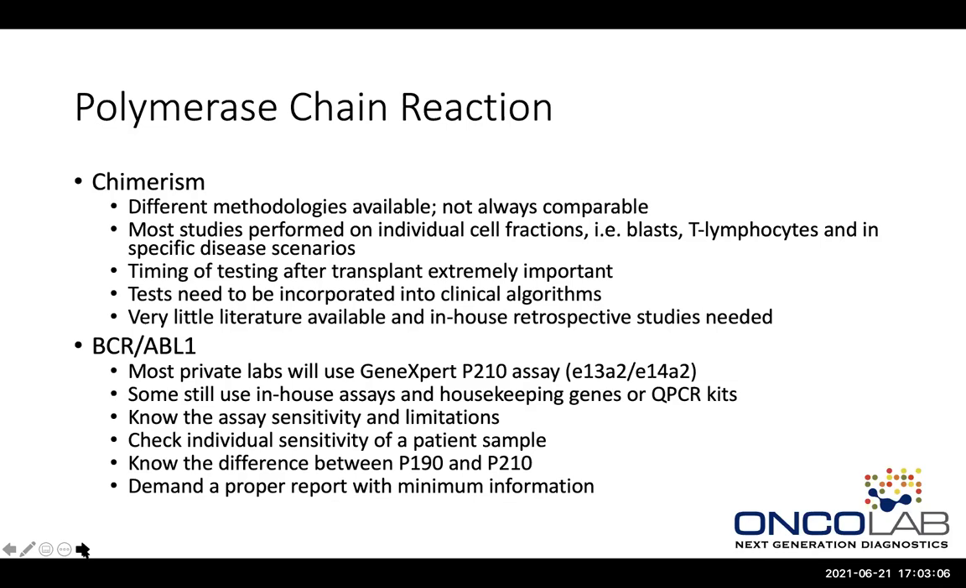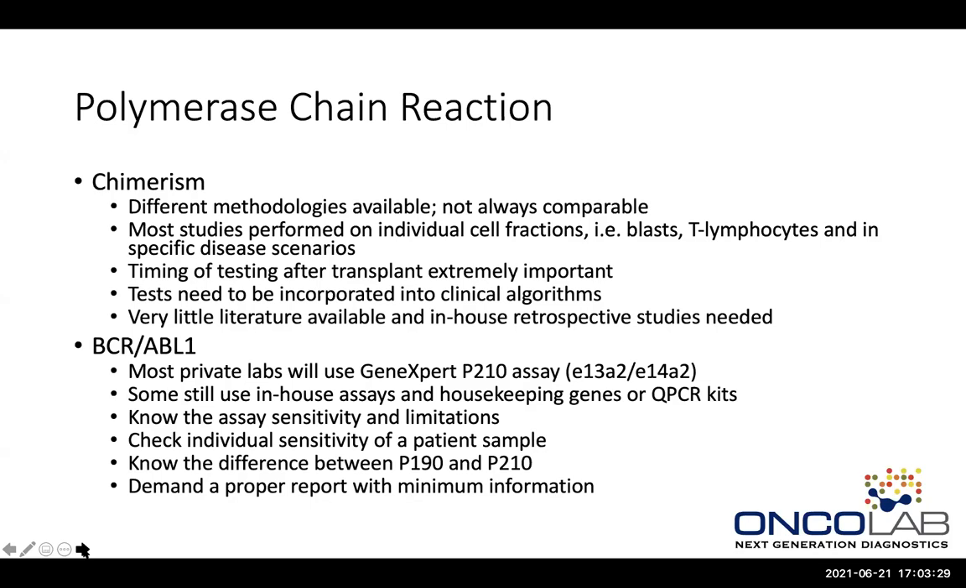Because if I publish a chimerism report and the clinician phones me and says, what does this mean? There's very little literature available to tell them what it means for the patient. We know that if it suddenly drops and it's a dramatic shift, then probably it's more significant, but there aren't clearly defined cutoffs, and everybody uses their own.